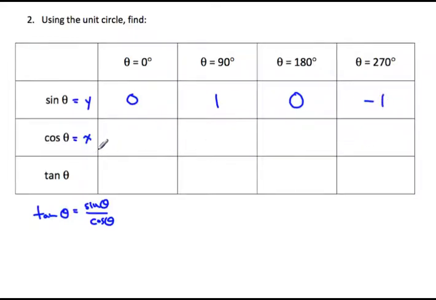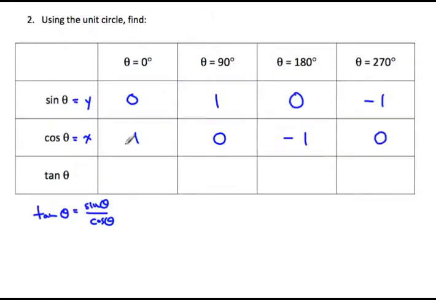Cosine theta, now we're asking for the x value. When theta is 0, you're at the point (1, 0), so the x value is 1. When you've gone up to 90 degrees, the x value is 0. Over to 180, the x value is negative 1. And down at the bottom, the x value is 0 again.